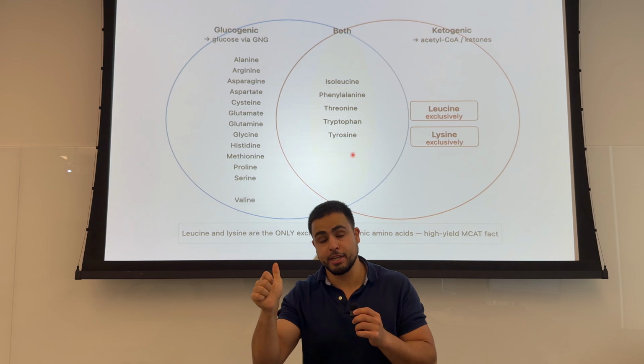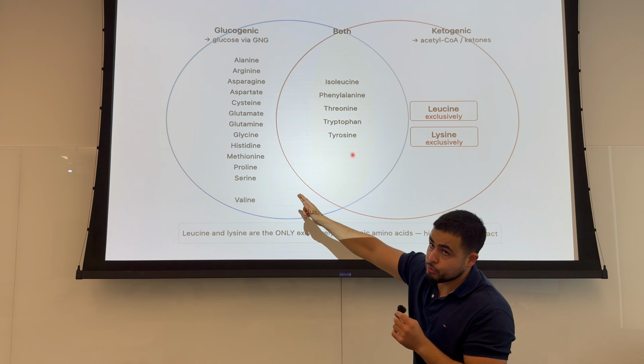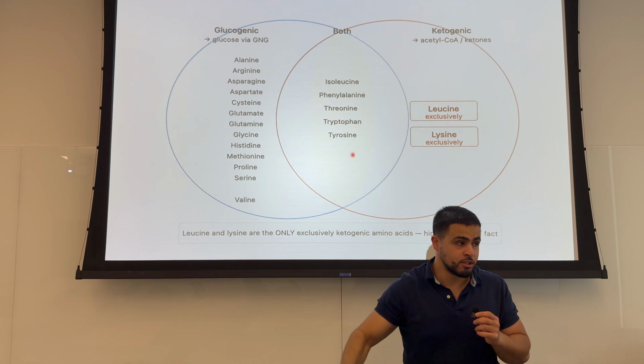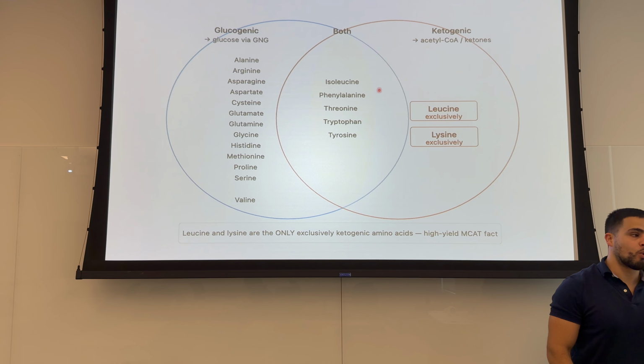Those include phenylalanine, tyrosine, and tryptophan. And these three overlap between both glucogenic and ketogenic amino acids. Add to that isoleucine, so like its sister leucine, it's also ketogenic, but then again, it also overlaps with the glucogenic ones. And then finally, you have threonine.